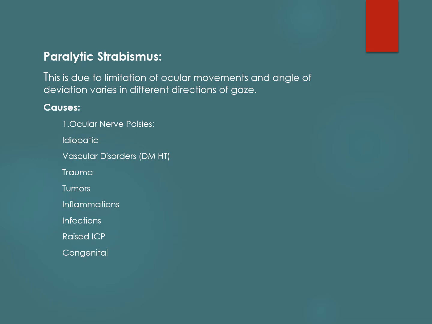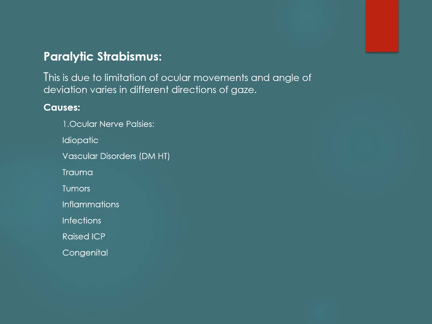Paralytic strabismus or non-concomitant strabismus. This is due to limitation of ocular movements, and the angle of deviation varies in different directions of gaze. Causes. Number one is ocular nerve palsies, and number two, ocular muscle restriction.